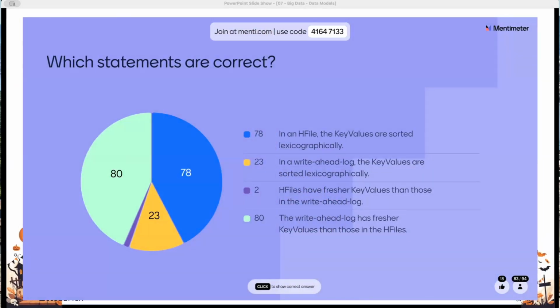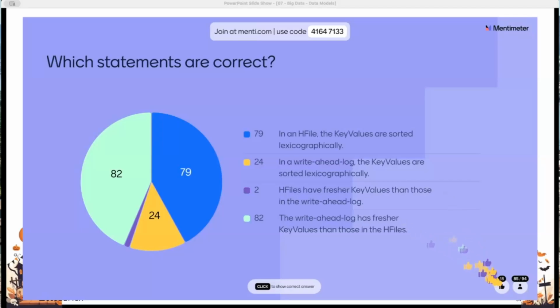Well, there's two answers that you really liked, the first one and the fourth one. So let's look at the first two. In the H file, indeed, everything is sorted lexicographically, right? And this has to do with the fact that the H files have to be written in their entirety in a single go. You just write the H file, potentially with huge numbers of key values, and they are sorted. They need to be sorted because we need to be able to quickly find them, right, with the index and the binary search, so they are sorted.